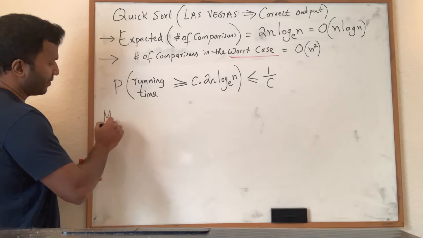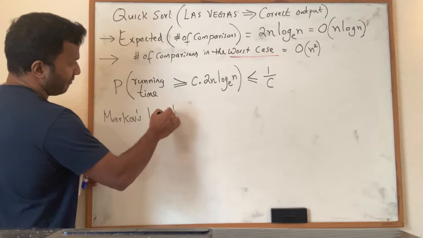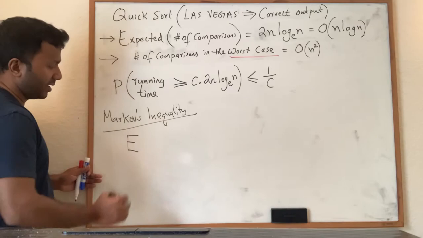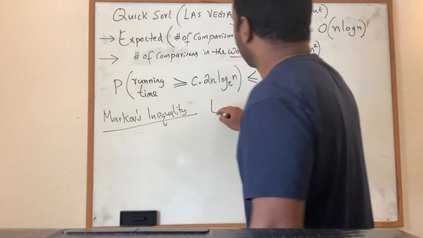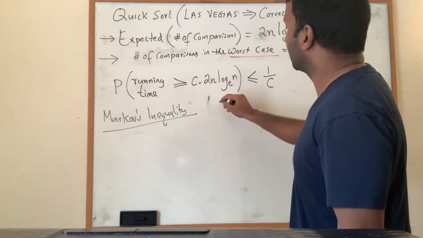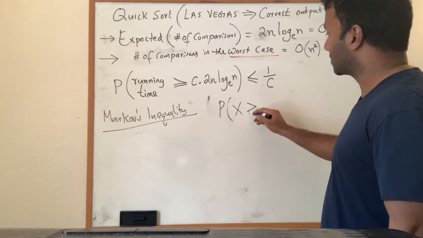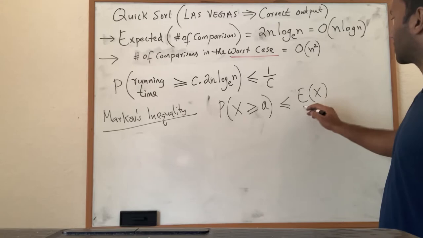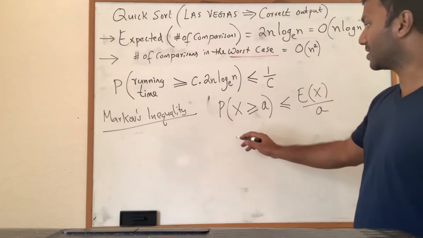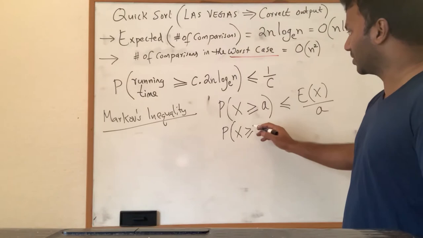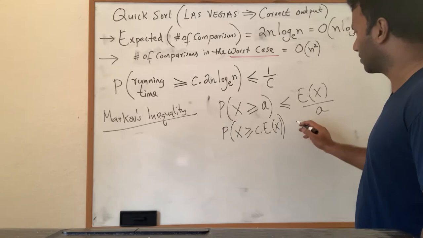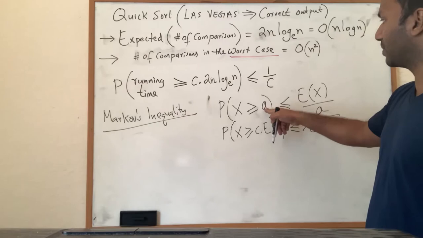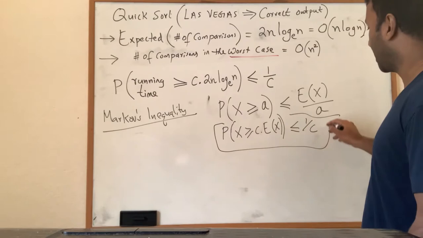Markov's inequality says the following. The probability that any random variable X takes a value greater than or equal to A is bounded by the expectation of X divided by A. Which essentially means the probability that X takes a value greater than or equal to some constant C times the expected value is less than or equal to 1/C. Essentially, you replace A with C times E[X] and you will get the second result. And that is exactly what I have applied here.